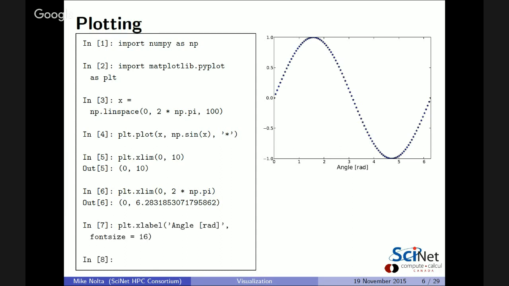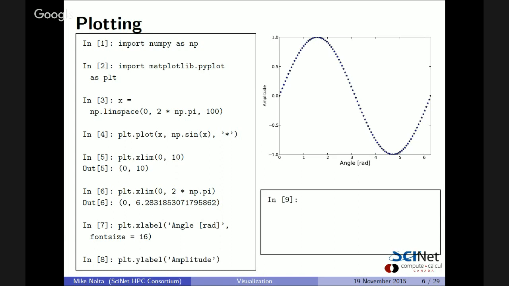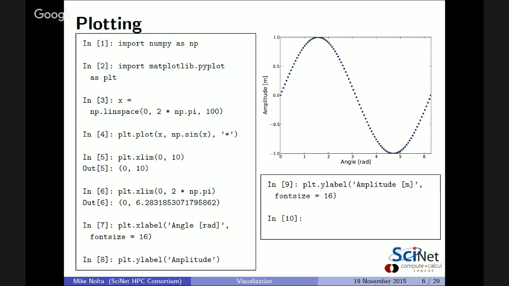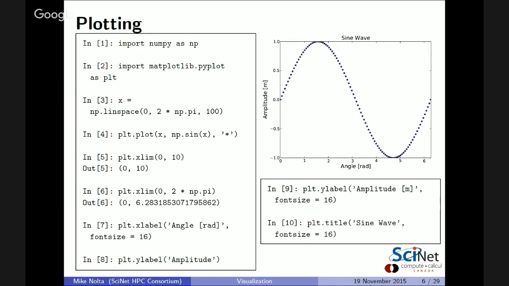Now I can label the axes with xlabel, change the font size, add ylabel, and title the plot. All these functions are pretty straightforward: xlabel, ylabel, title. You can see that these are global functions. You're not passing any plot object around, so obviously there's some sort of global state referring to the current plot you're working on, which this defaults to.